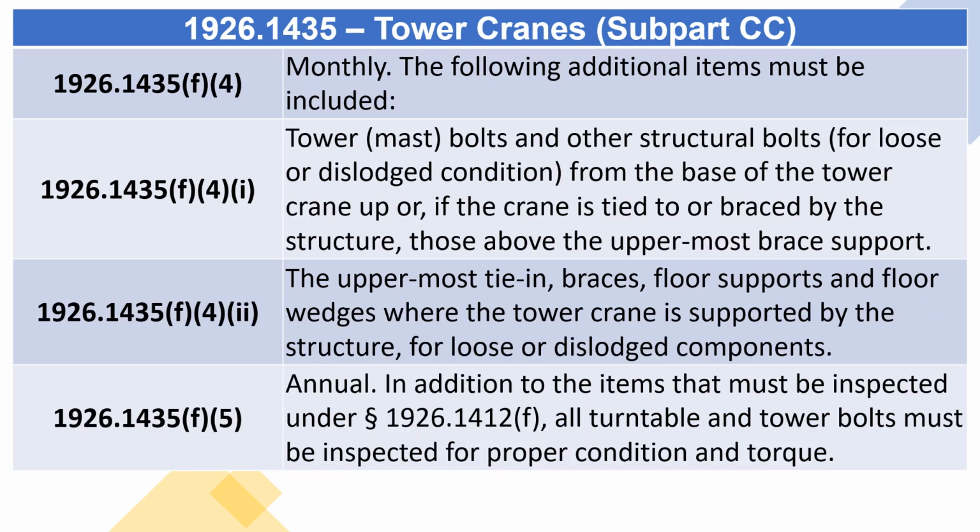1926.1435(f)(4) Monthly. The following additional items must be included. 1926.1435(f)(4)(i) and (f)(4)(ii): Tower, mast, bolts and other structural bolts, for loose or dislodged condition, from the base of the tower crane up or, if the crane is tied to or braced by the structure, those above the uppermost brace support. The uppermost tie-in, braces, floor supports and floor wedges where the tower crane is supported by the structure, for loose or dislodged components.